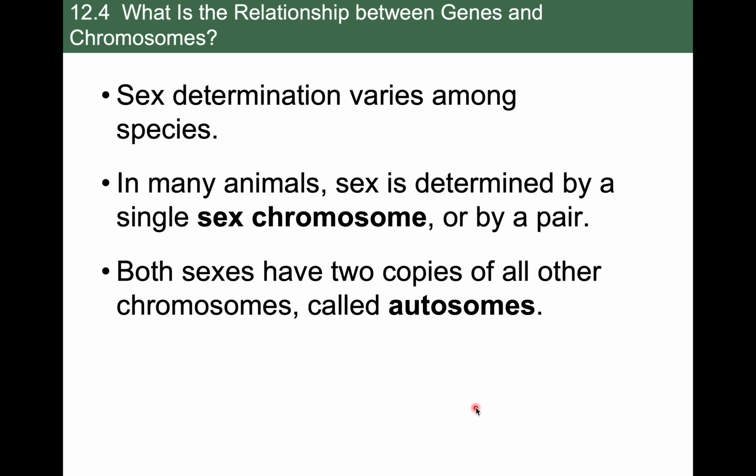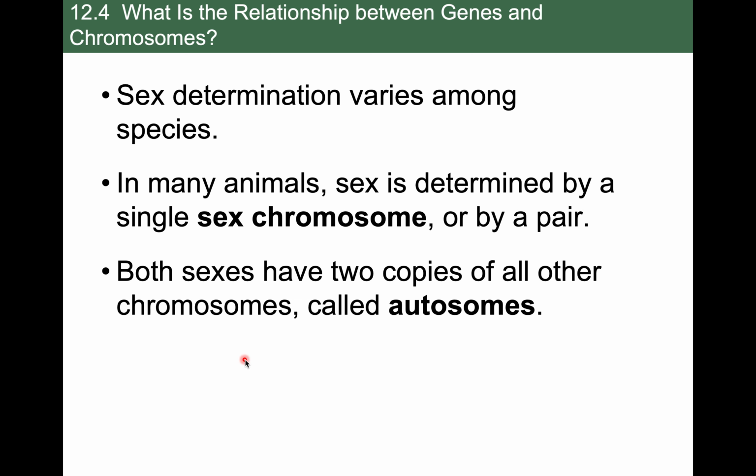Okay, welcome back. This is the last part of Chapter 12, and I'm going to talk now about sex determination, and this is really tied in with the last exception to Mendelian genetics that I wanted to go over, which is what's called sex linkage, sex chromosome linkage. And so I want to introduce this idea of sex chromosomes.